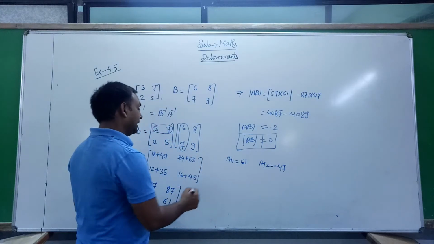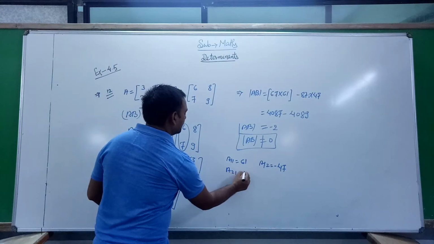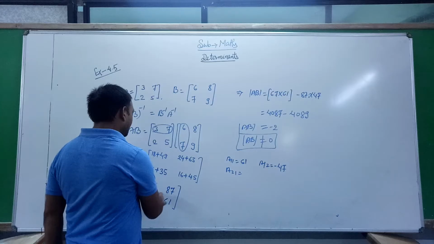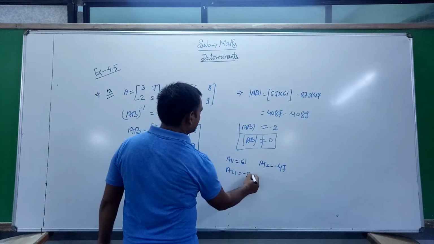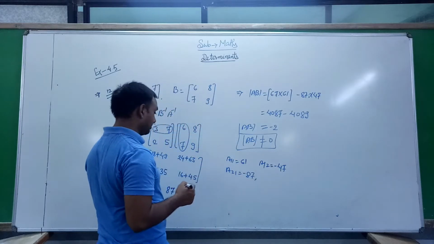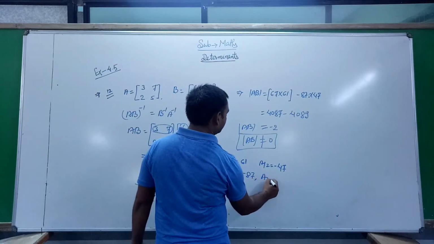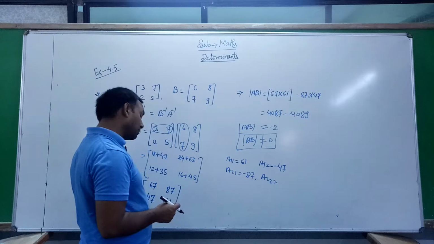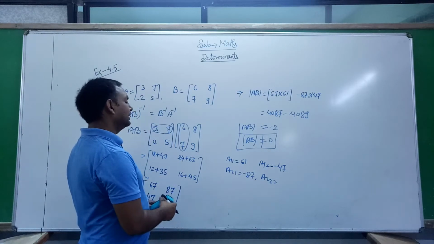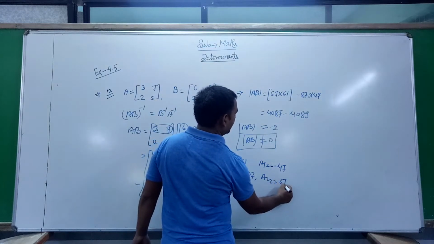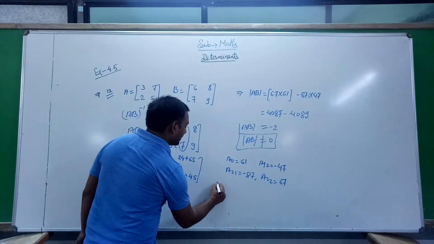Then A21 is equal to, you remove the second column and first row, this is equal to 87 with a negative sign, so minus 87. Then A22 is equal to, you remove the second row and second column, so this is 67.